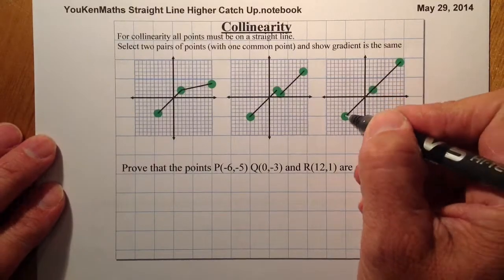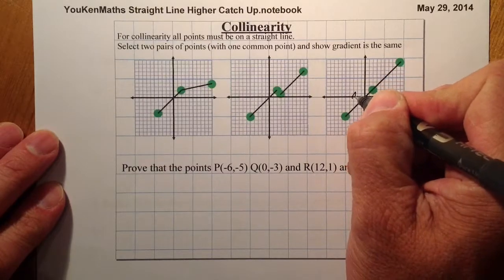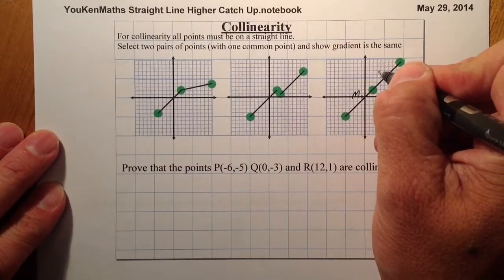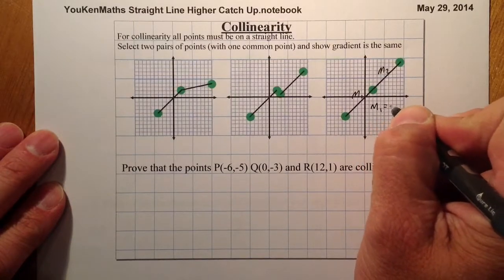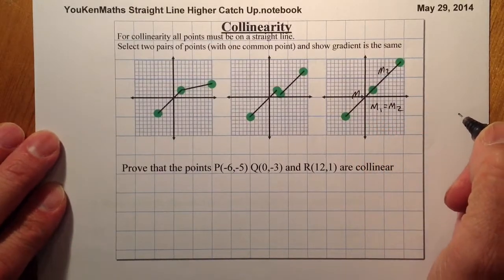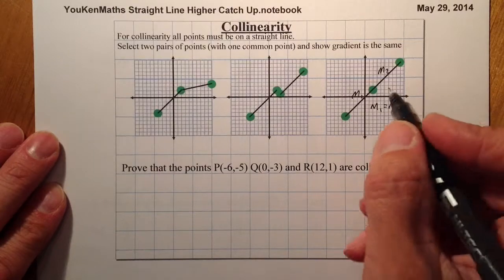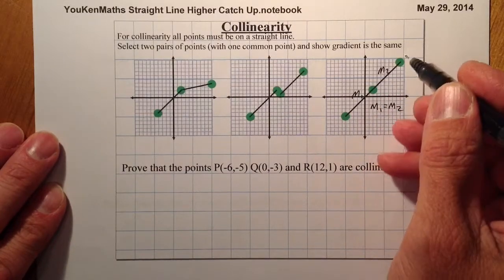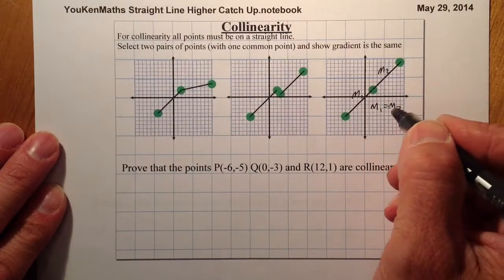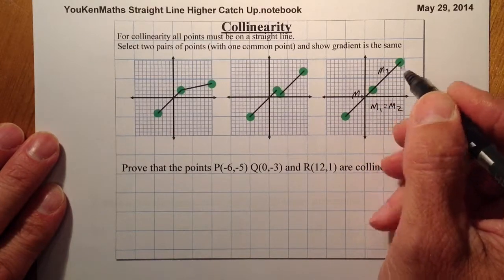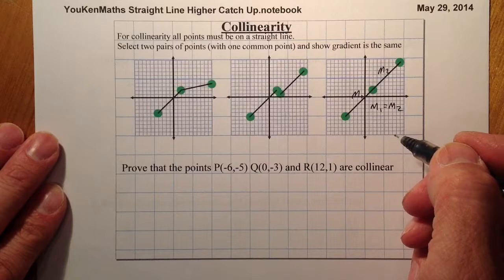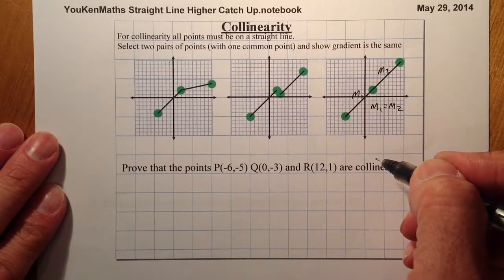What we're looking for is the gradient between two of the points, say that's gradient 1 and gradient 2, they're going to be the exact same. So gradient 1 must equal gradient 2. So that's what I'm looking for. So for here we've got collinearity existing here because gradients are the same, and if I choose the points I'll have a common point between them. So this will be collinear.